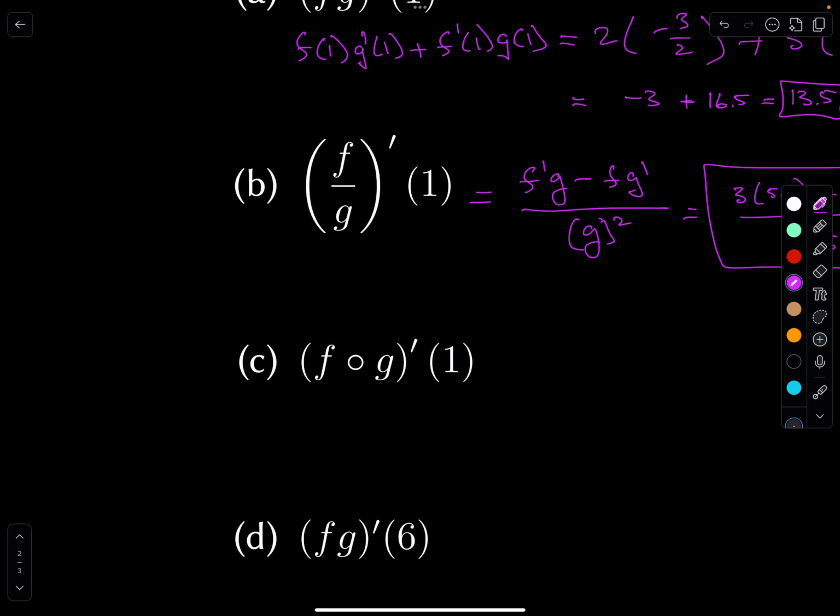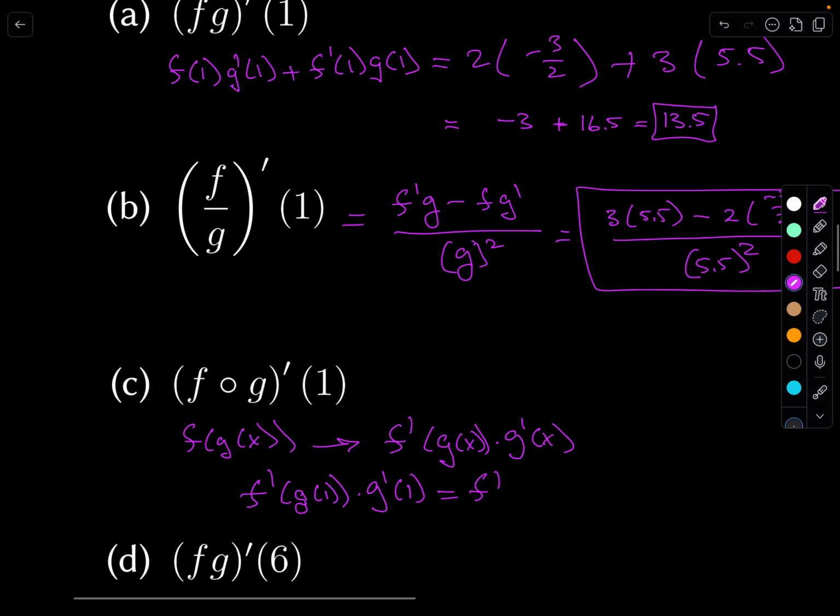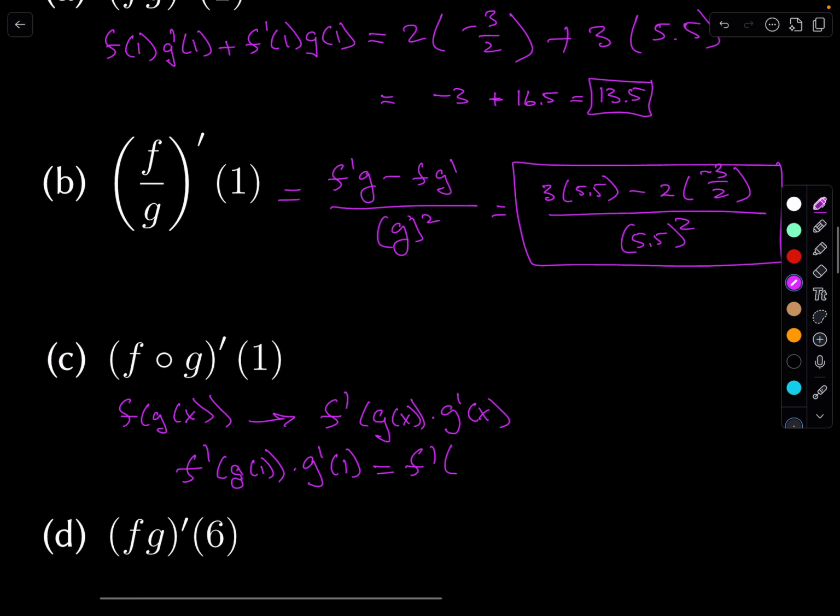Okay, f of g prime. So f of g of x, we're doing the derivative, and so that will be f prime evaluated at g times g prime of x. So this will be f prime of 1. Oh, no. f prime of g of 1 times g prime of 1. And so that's going to be f prime, let's see, g of 1 we did already was 5.5. And g prime of 1 we did already, that was negative 3/2.